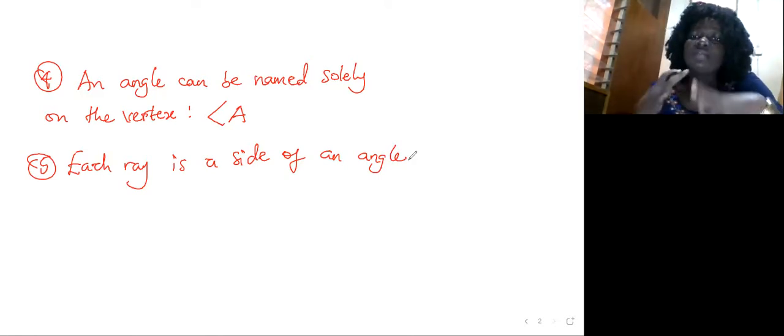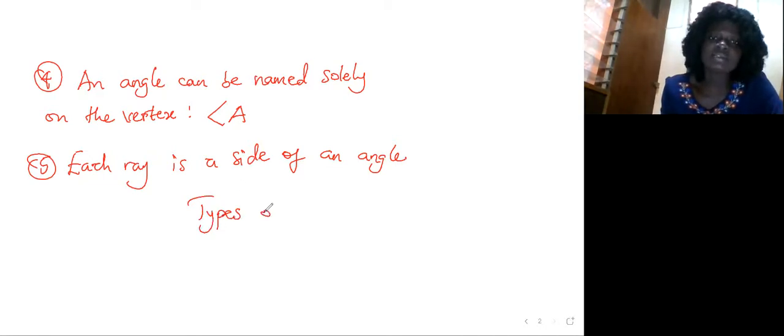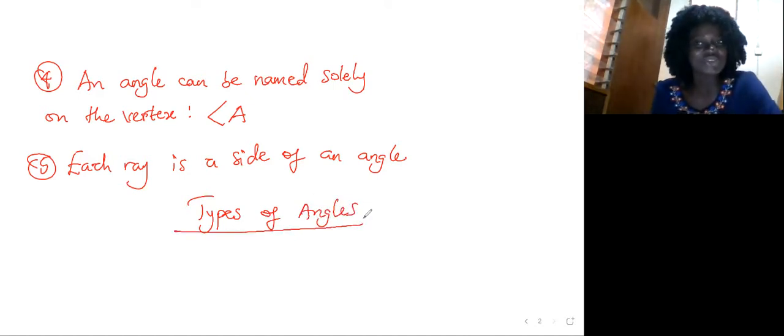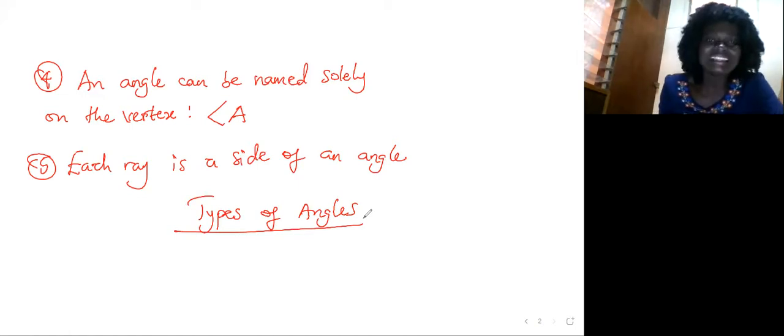Now let's come to the various types of angles that we have, okay? So types of angles. Yes, mention some of the types of angles that you know. Write them down. Good, excellent, well done. Now look up here and compare your answer to mine.